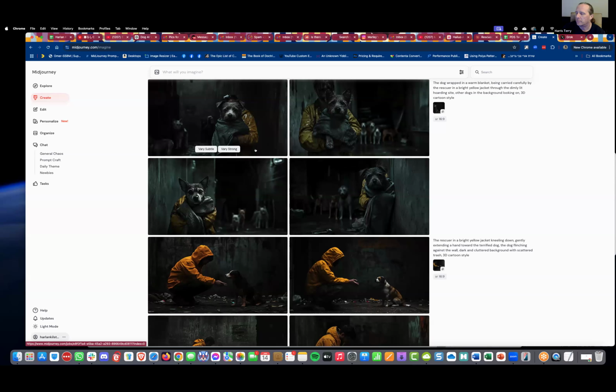Midjourney makes some pretty photorealistic stuff too, though. When you're done showing this one, I just want to show one quick picture to everyone so they can see. Okay, I will stop sharing.